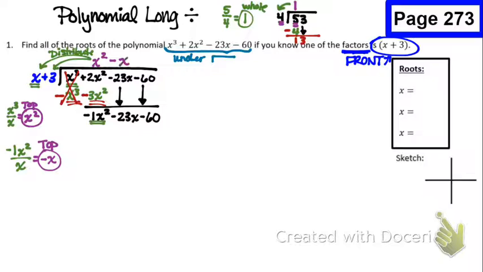So minus x. What do you think I do with that now? Distribute that. Yes, we're going to take that and distribute to those two pieces out front. What is negative x times x? Negative x squared. What is negative x times 3? Negative 3x.